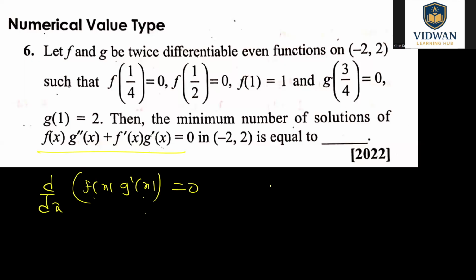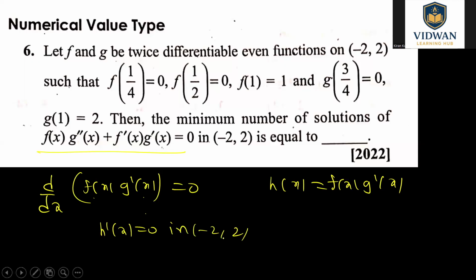So let us start with assuming a function h of x called f of x into g dash x. And what does this condition mean? H dash x equal to 0 in minus 2 to 2. So you represent this as d by dx of this. And if you name this function as h, the derivative of that is nothing but h dash x. So that is equal to 0 in minus 2 to 2, has how many roots? So h dash x equal to 0 has how many roots is the question here. So try this now.